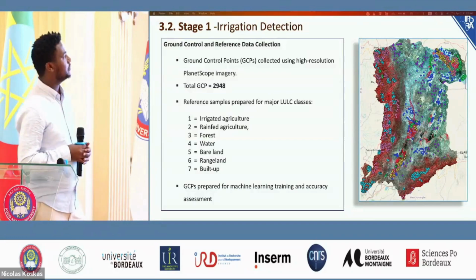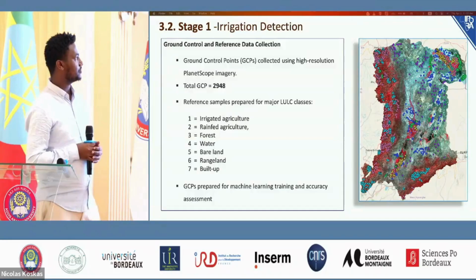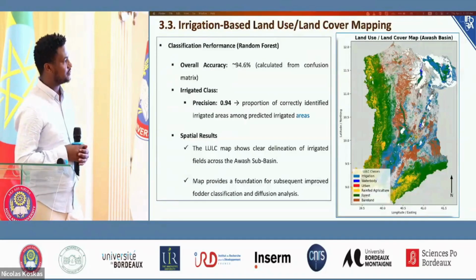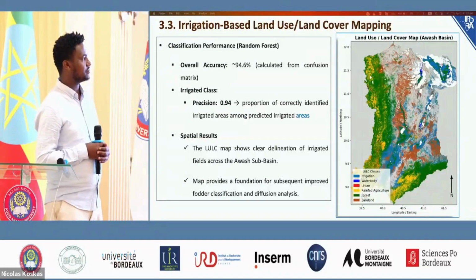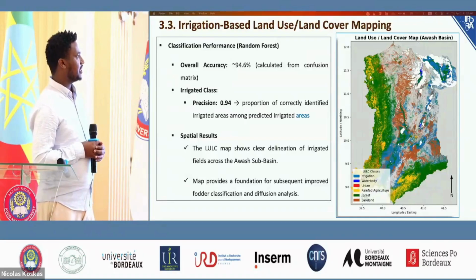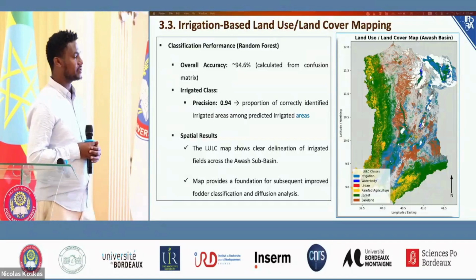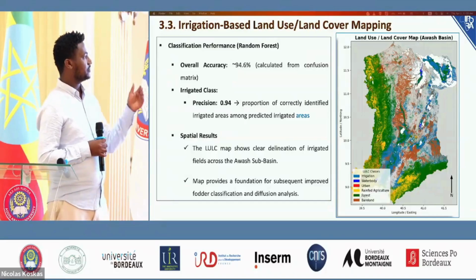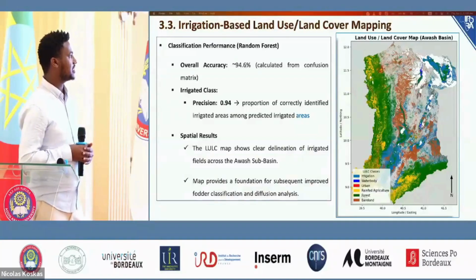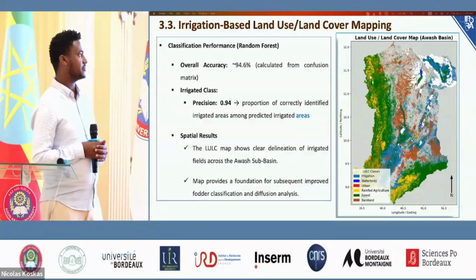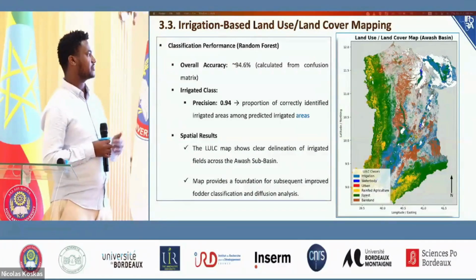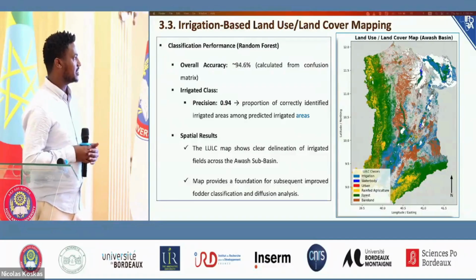Then, based on this, we classify into different land use land cover classes. As you see, this is the land use land cover in the Afar region, and we obtained an accuracy of 94.6% in classification. For the specific irrigation-based class, the precision is around 0.94, which is perfectly classified from other land use land cover classes. This is the first step.